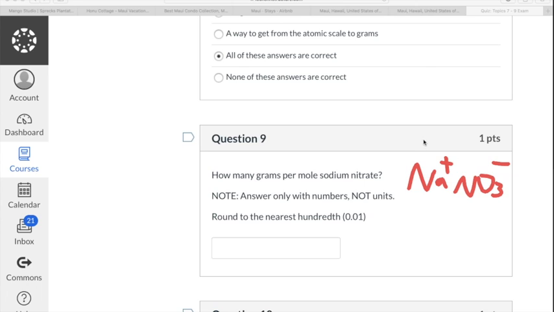So it's balanced, and now we just need to start counting up how many of these things there are. So you know what I like to do. I like to write down the number above it. So sodium's 22.99.